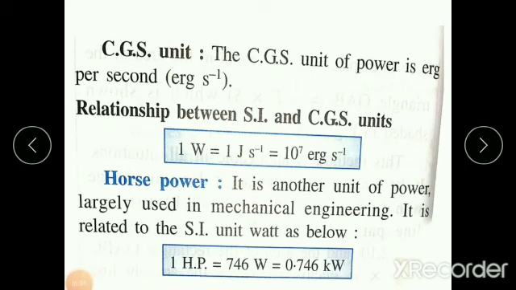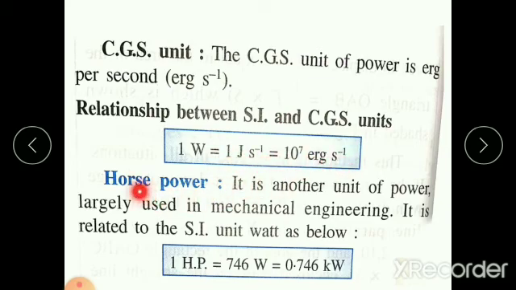Let's see the CGS unit of power, that is erg per second, and then the relationship between SI and CGS units. 1 watt is equal to 1 joule per second, and you also know 1 joule is equal to 10 to the power 7 ergs. So 1 watt is equal to 10 to the power 7 erg per second.